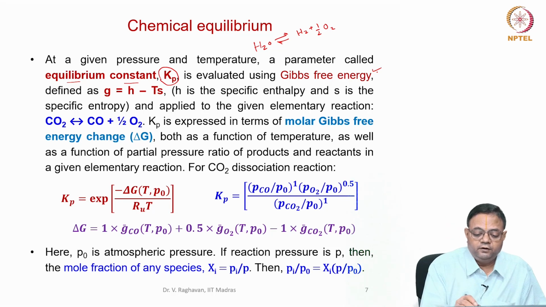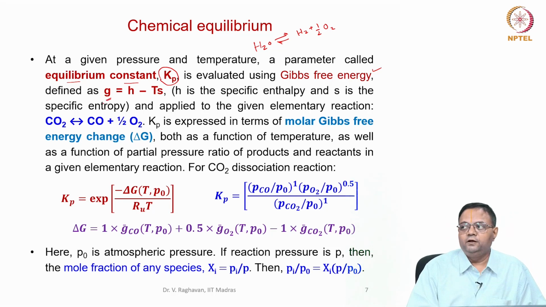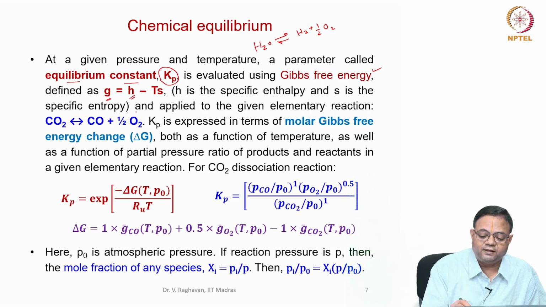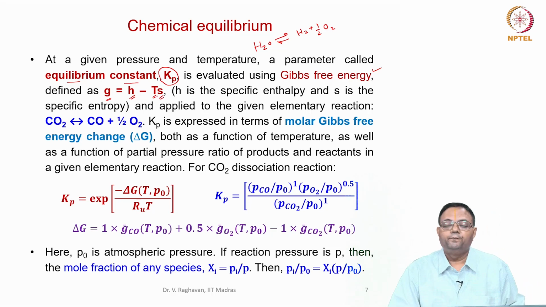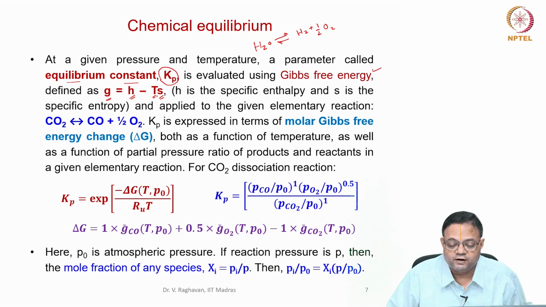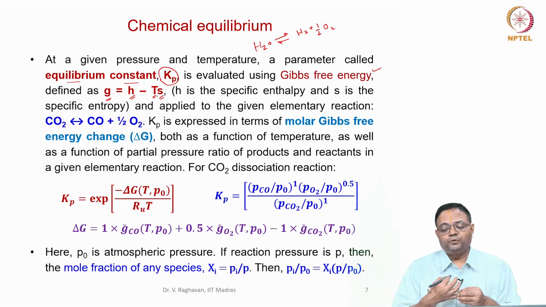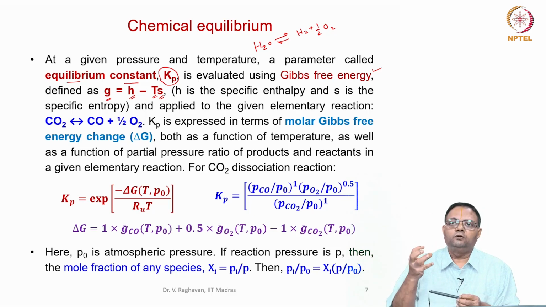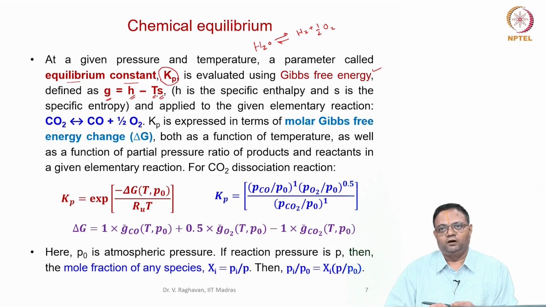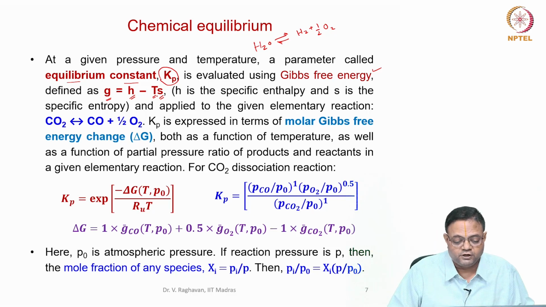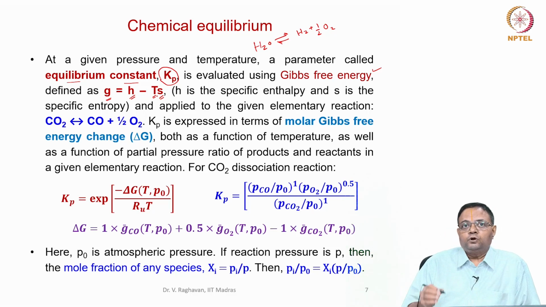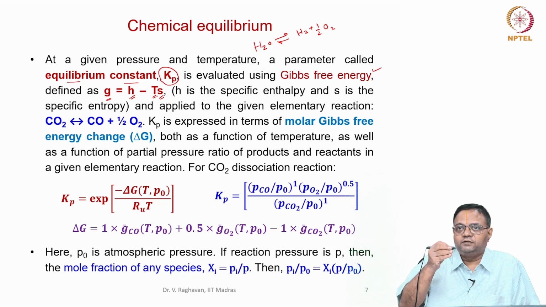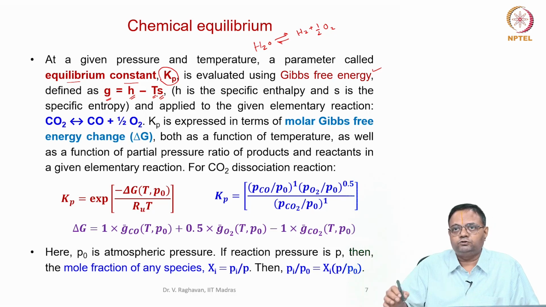Gibbs free energy, specific Gibbs free energy small g, is defined as specific enthalpy minus temperature in Kelvin times specific entropy. This is the definition of the Gibbs free energy. Any free energy can be considered as the potential available for a particular species. It is also called chemical potential. Gibbs free energy is also called chemical potential. Okay. So, when the reaction occurs, the Gibbs free energy of the reactants is reduced and that of the products is increased.